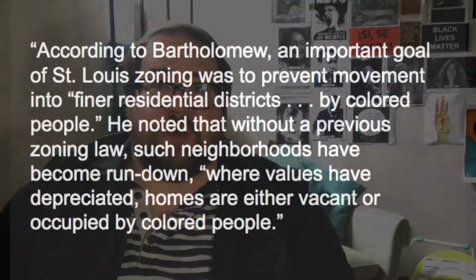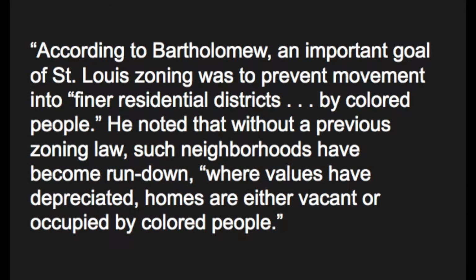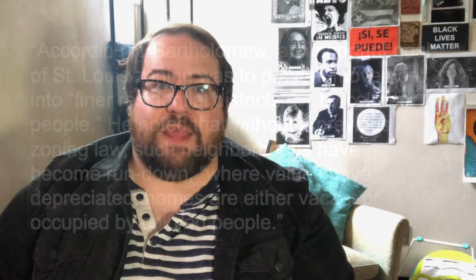According to Bartholomew, an important goal of St. Louis zoning was to prevent movement into finer residential districts by colored people. He noted that without previous zoning law, such neighborhoods had become run down. Where values have depreciated, homes are either vacant or occupied by colored people, end quote.